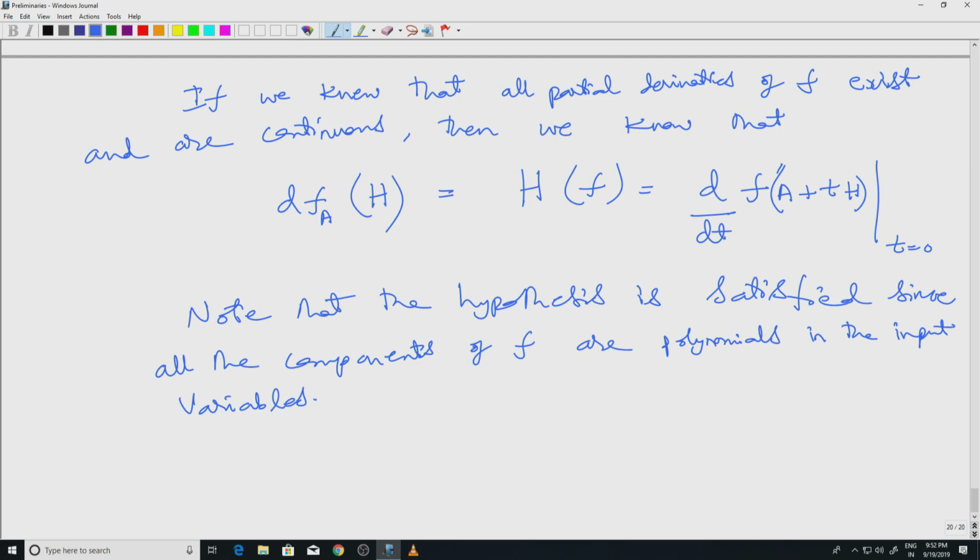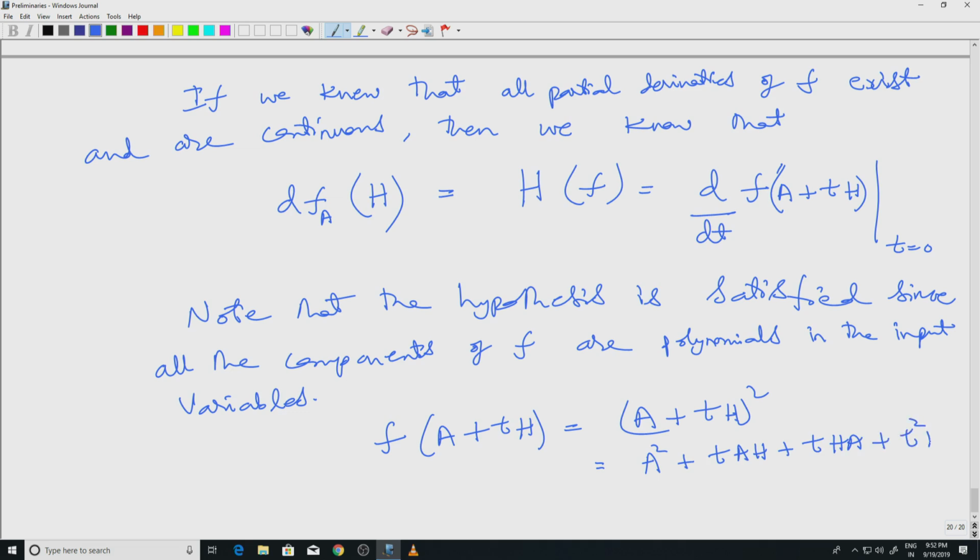So we already know that df_A(H) is AH plus HA according to the previous calculation that I did, but now let us use the right hand side. Now f of A plus tH is by definition (A + tH) squared, which is A squared plus tAH plus tHA plus t squared H squared.